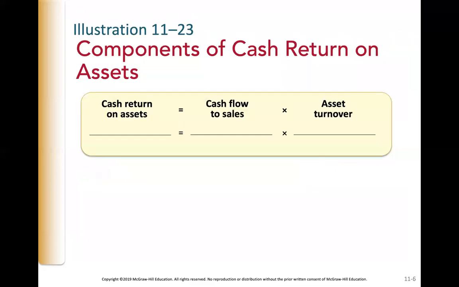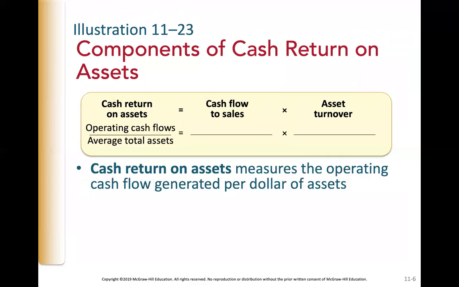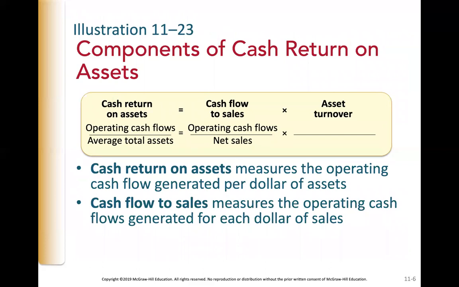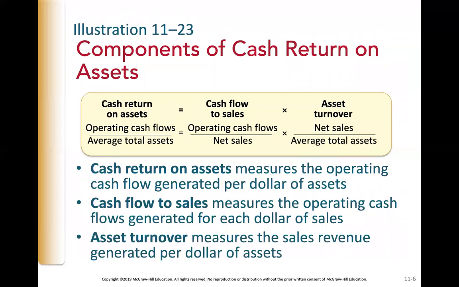We can then break up the cash return on assets into two additional components: cash flows to sales and asset turnover. Cash flows to sales measures the operating cash flow generated by each dollar of sales. Asset turnover, also covered in Chapter 7, measures the sales revenue generated per dollar of assets. Cash flow to sales and asset turnover represent two primary strategies that companies have for increasing their cash return on assets.